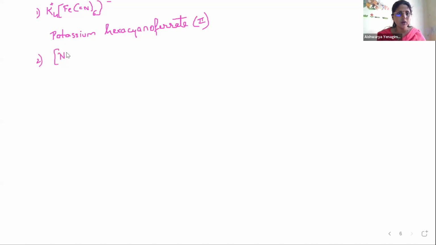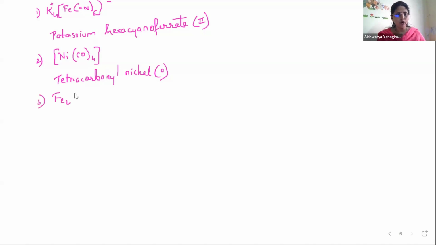Go for the next example. Simple examples we'll try to understand. NiCO4. This is the complex. That's it. Complex ion is there. How will you write it? CO4. What is CO? Carbonyl. How many are there? 4. Therefore, I'll write tetracarbonyl nickel, and the oxidation number is 0. Tetracarbonyl nickel with 0 oxidation number.